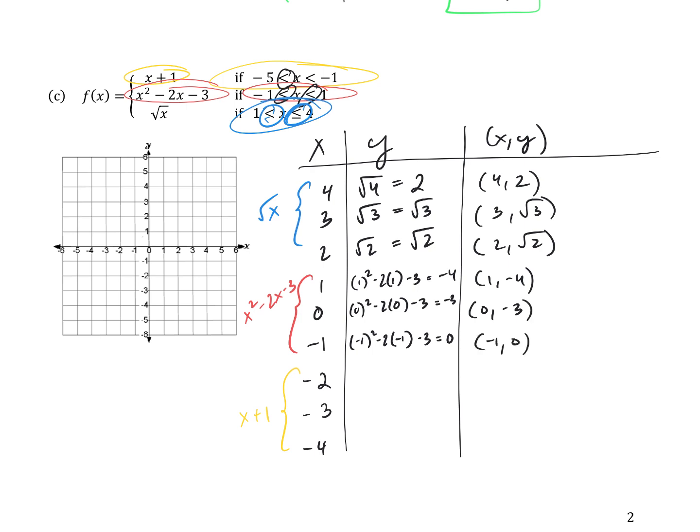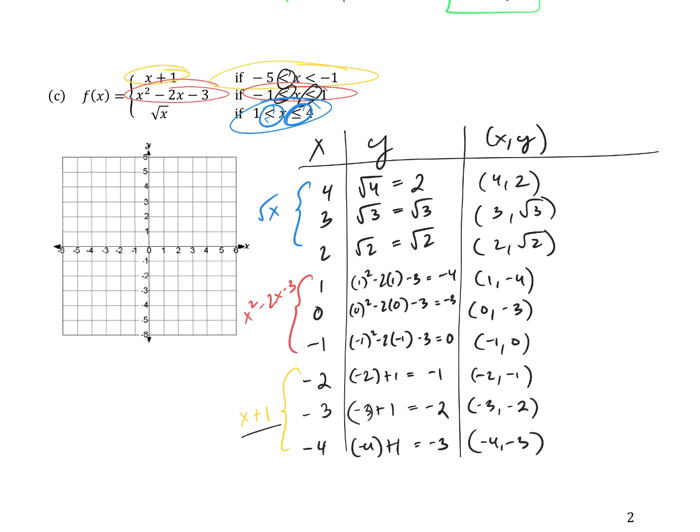All right, chugging along. Now we have x plus 1. So let's go ahead again, plugging those function values in. -2 plus 1, which is going to equal -1. -3 plus 1, which is going to equal -2. And -4 plus 1, -3. Again, writing out those coordinates. And I'll go ahead and label all of these. A, B, C, D, E, F, G, H, I. All right, so let's go ahead and graph each of these points.